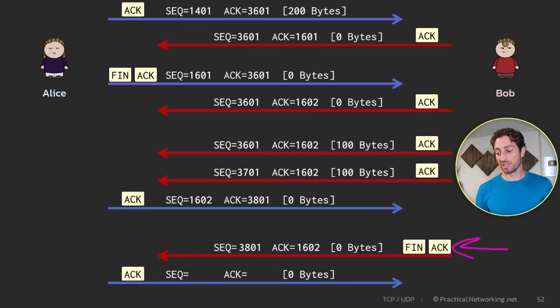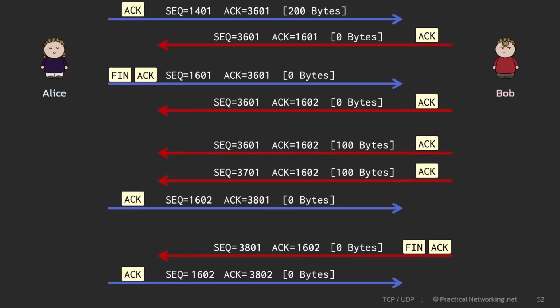Upon receiving this FIN, Alice will respond with this. Notice the acknowledgement number is Bob's final sequence number plus 1, as we just discussed, and her sequence number is still 1602 because again, she hasn't sent anything new since she closed her connection. So that is how TCP closes a connection when everything went right, when the data exchange went according to plan.